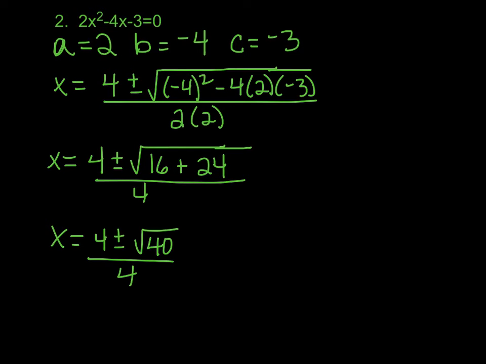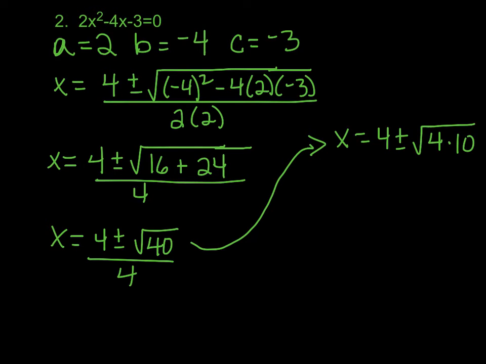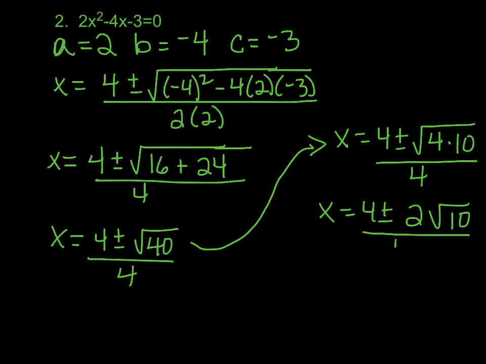All right, so now the directions say to put it in simplest radical form, so we're going to break down that 40. Let's go back up over here again, and we get x equals 4 plus or minus, and I know 40 is 4 times 10. The reason I'm choosing that is that 4 is a perfect square. So now let's put that all over 4. Then I have x equals 4 plus or minus the square root of 4, which is 2, radical 10, and that whole thing is over 4.